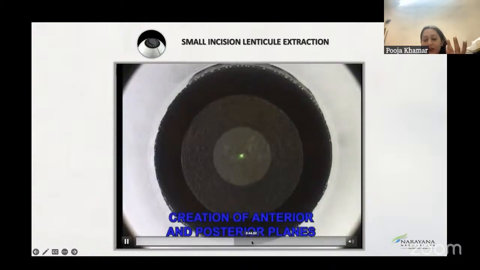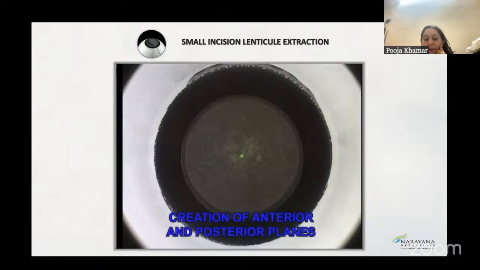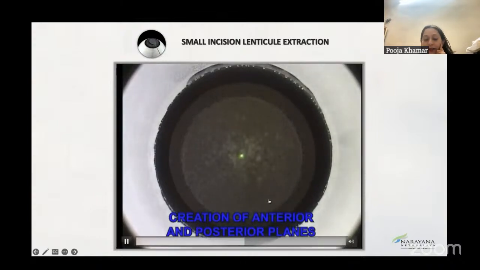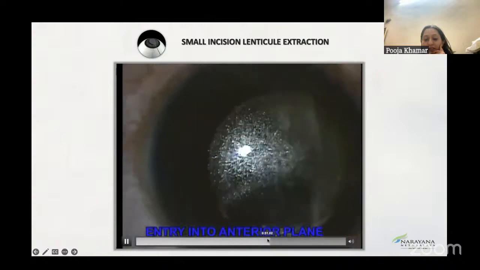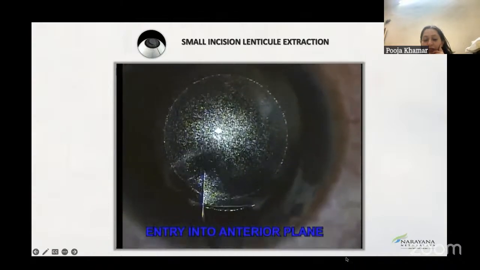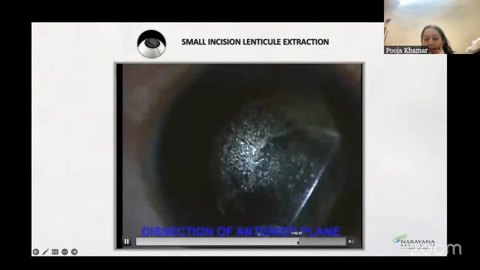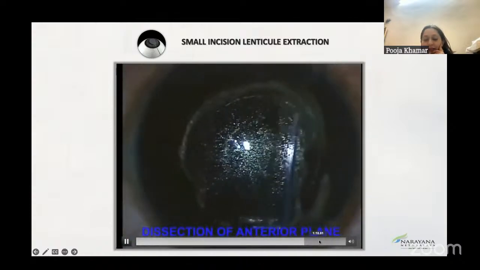And now this is the anterior plane being created, and then the side cut. So once it's done, you just open the anterior and posterior plane and go ahead and dissect the planes, and then you remove the lenticule.